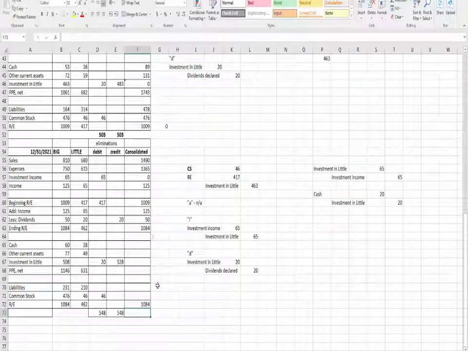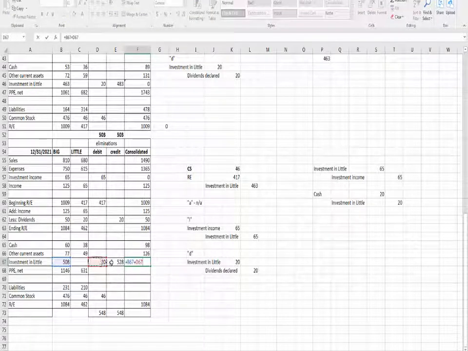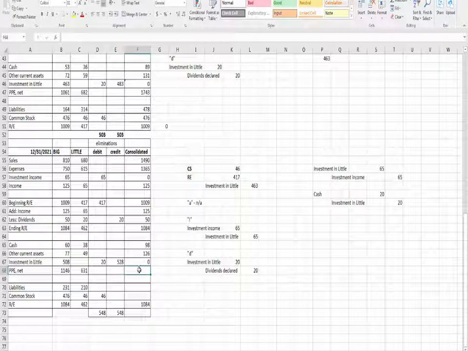on the balance sheet. Okay, finally our balance sheet. Again, working across each row. Cash, no adjustments, so we simply add across. Other current assets, we simply add across. Check figure number 2. Investment in Little has to go to 0. So what do we have? We have debit plus debit minus credit. That goes to 0. And then finally, property, plant, equipment, debit plus debit.